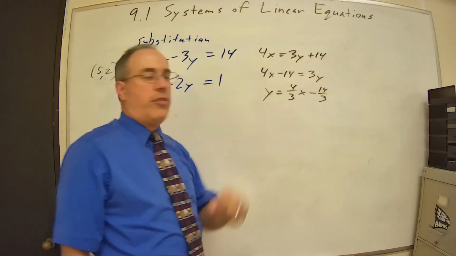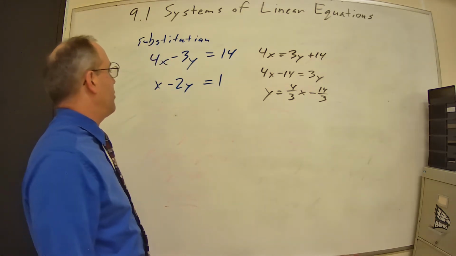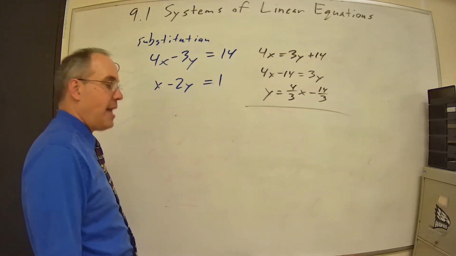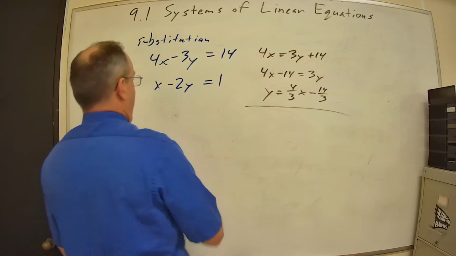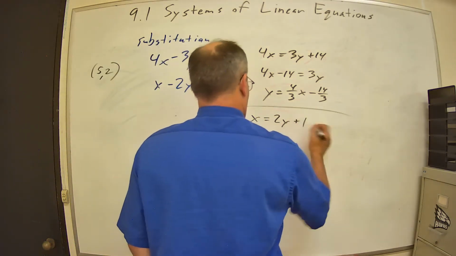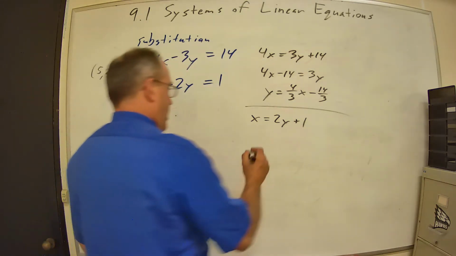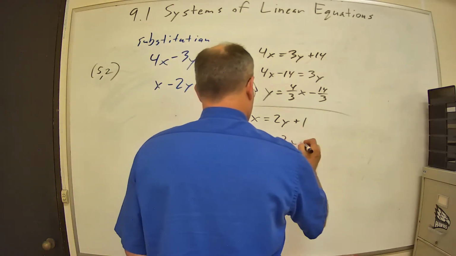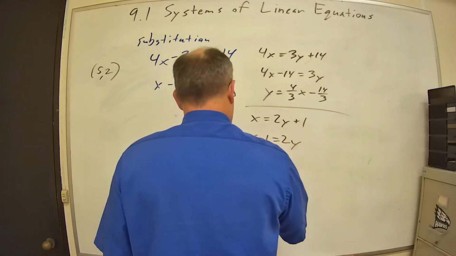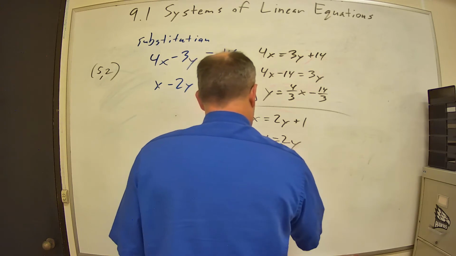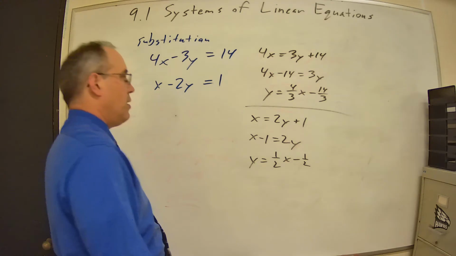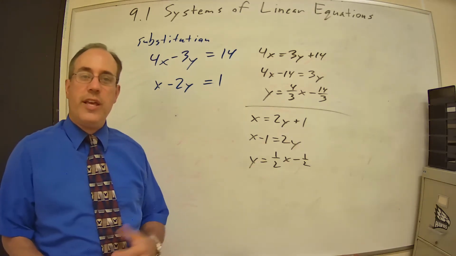So I have the first equation. My second one, I'm just going to put a line there to separate that. So for y, I'm going to add 2y to both sides. x is equal to 2y plus 1. Subtract 1 from both sides. x minus 1 is equal to 2y. Divide both sides by 2. And I get y is equal to 1/2 x minus 1/2. So now I have an equation for the other line.